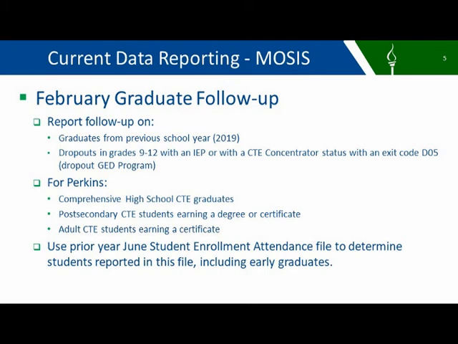For Perkins purposes, you need to include any of the comprehensive high school graduates plus post-secondary CTE students who earned a degree or certificate and adult CTE students as well. Information from the follow-up file populates Core Data Screens 8, 26, 27, and 29.